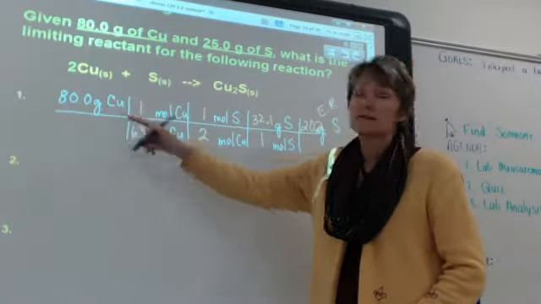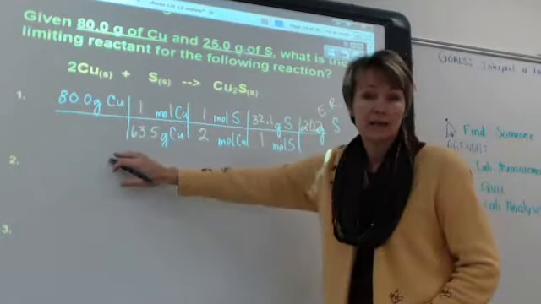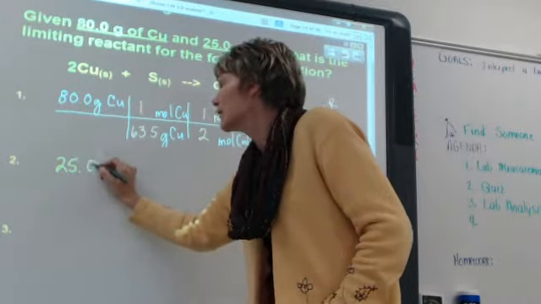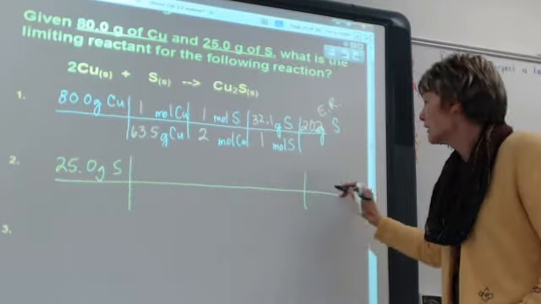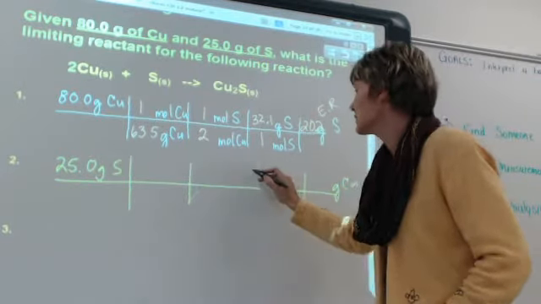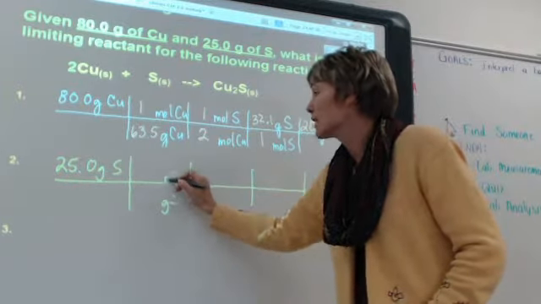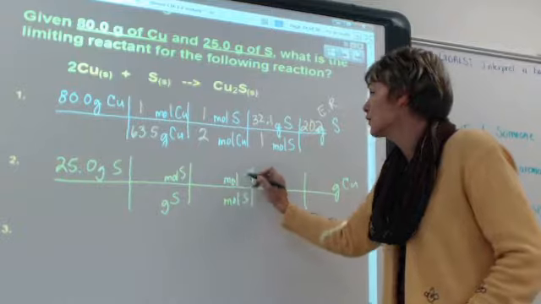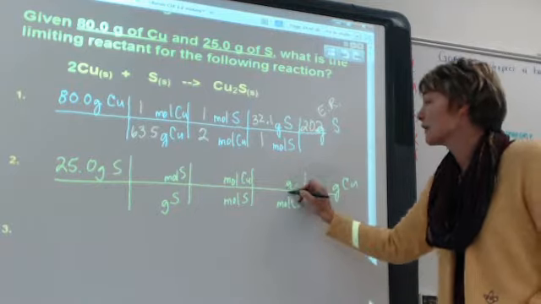Now you might ask, Mrs. Alexander, what if I had selected to start with sulfur instead of starting with copper? Let's go ahead and try that first quickly. If I had started with 25 grams of sulfur, then I would ask myself, how many grams of copper do I need to react with that? And we would do a factor label table very similar to the one we just did with copper, except I drop my grams of sulfur down and go to moles of sulfur, drop my moles of sulfur down and go to moles of copper, drop my moles of copper down and go to grams of copper.